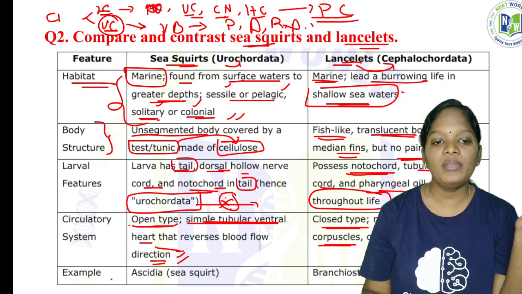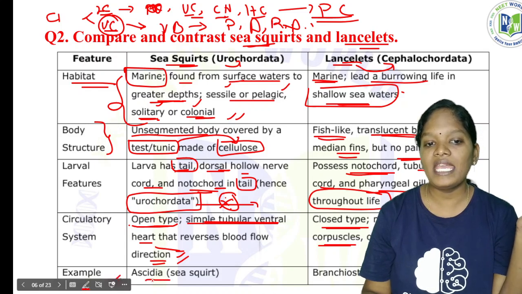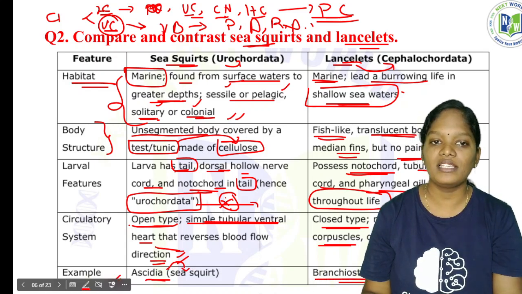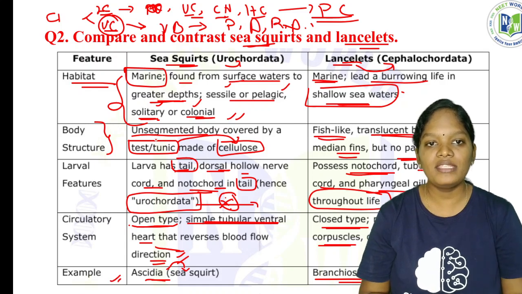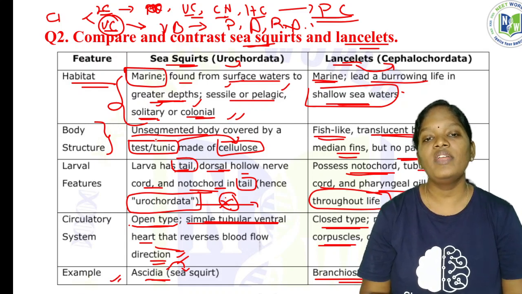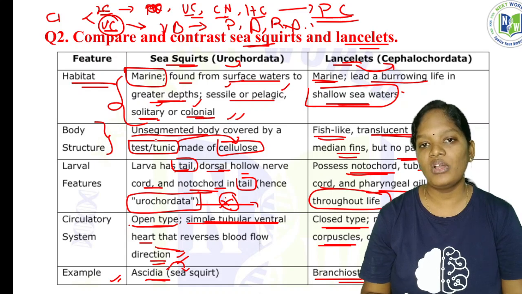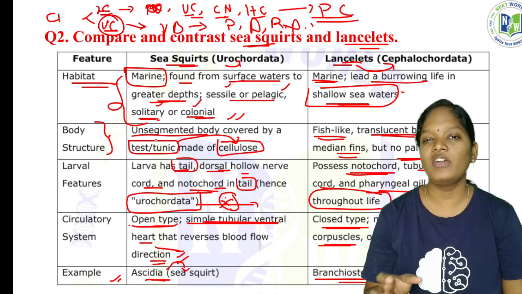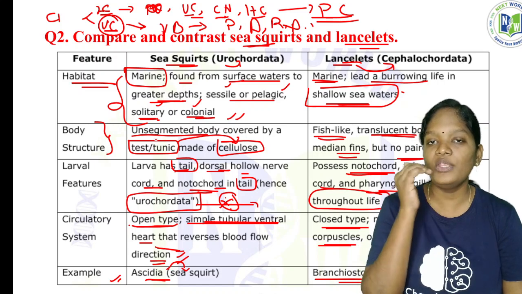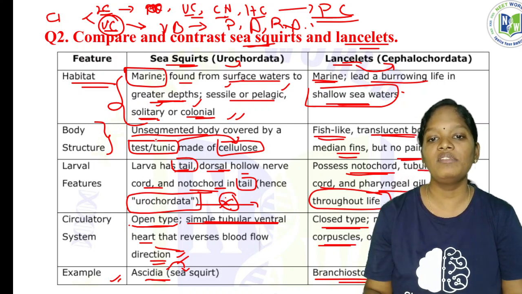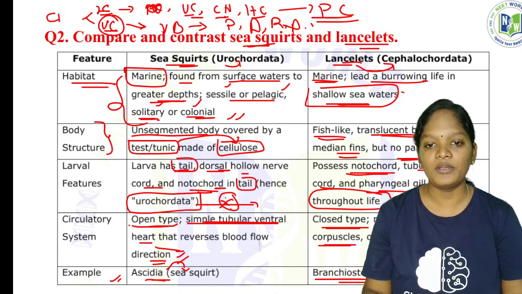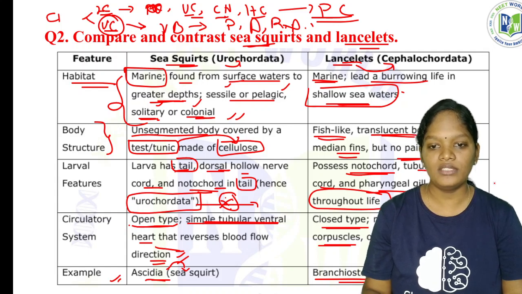Okay, so what will be the examples? The example will be Ascidia, the sea squirt, and Branchiostoma comes under the type of lancelet. So this is a major difference between the sea squirt and the lancelet. Whenever you are studying a specific organism, always find the difference between Urochordates and Cephalochordates. It will be easy for us to remember. Okay, so this is the second question.